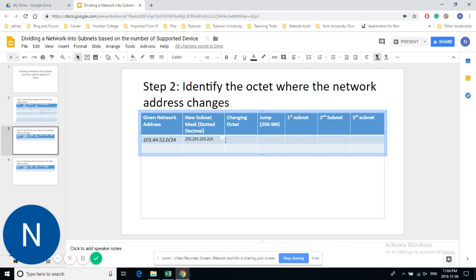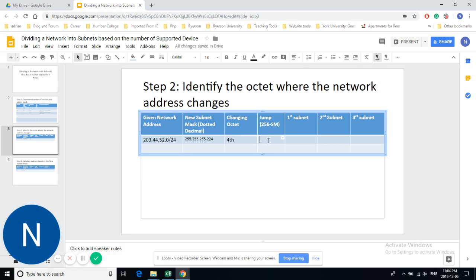255.255.255.224. Now, in this new subnet mask, look at the last octet that is not a zero. We see that this is the fourth octet. First, second, third, and fourth. Fourth octet is not zero. So I write it down, fourth.